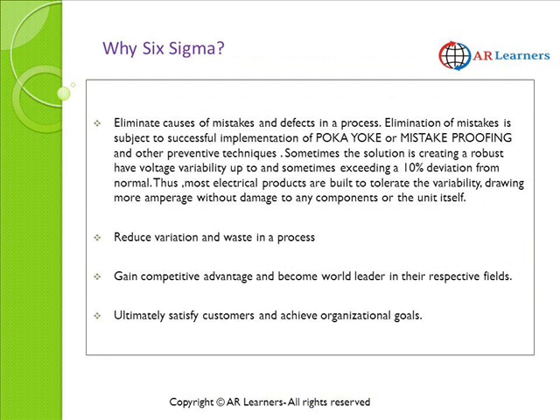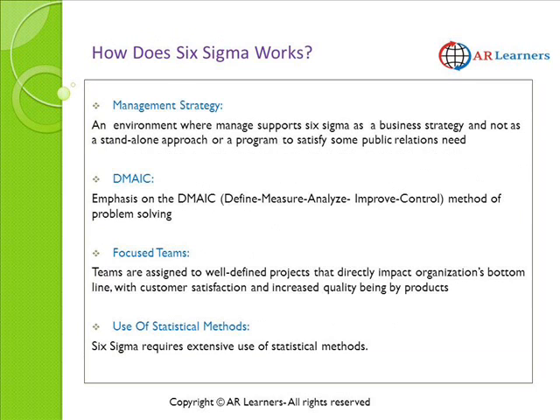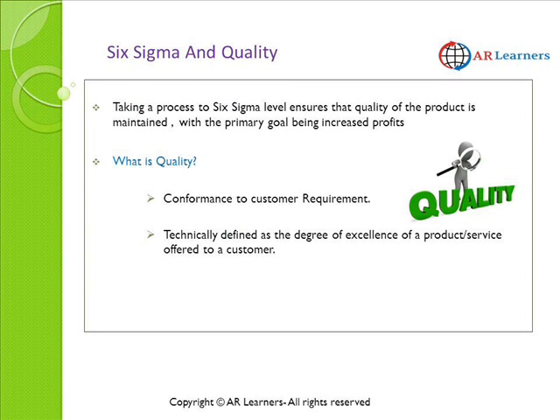Why Six Sigma? Reduce variation and waste in a process, gain competitive advantage and become a world leader in respective fields. Ultimately satisfy customers and achieve organizational goals. How does Six Sigma work? Management strategy, DMAIC focused teams, use of statistical methods. Taking a process to Six Sigma level ensures the quality of the product is maintained, with the primary goal being increased profits.